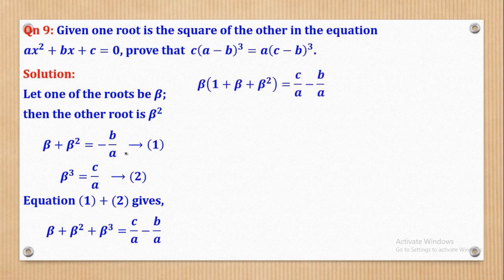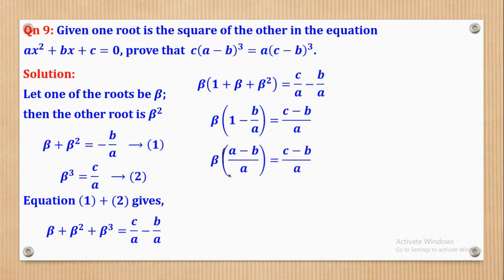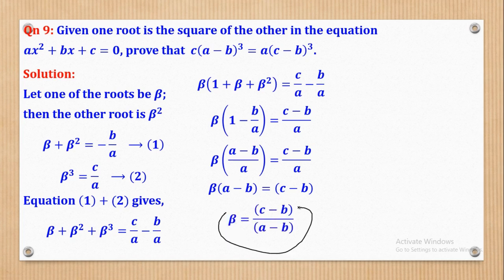Factorize out beta because it is common to come up with this line. Then I know that this one is the same as negative b over a, so I'm going to replace this with negative b over a. Then get the LCM here to come up with that. Now this and this a will cancel to remain with the numerators alone. Therefore, beta is equal to this.